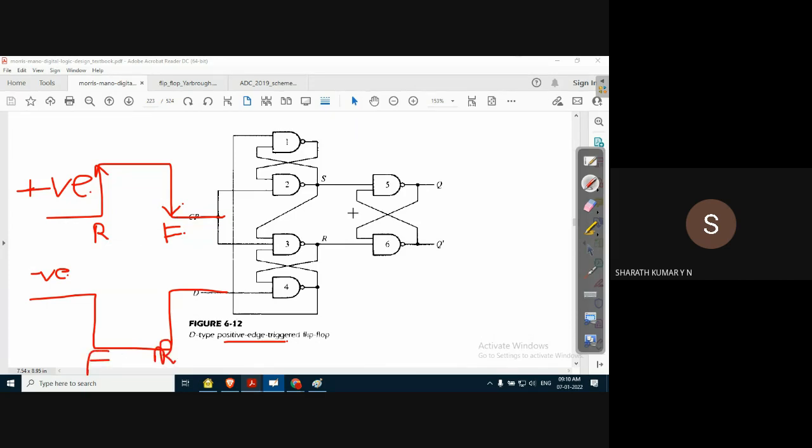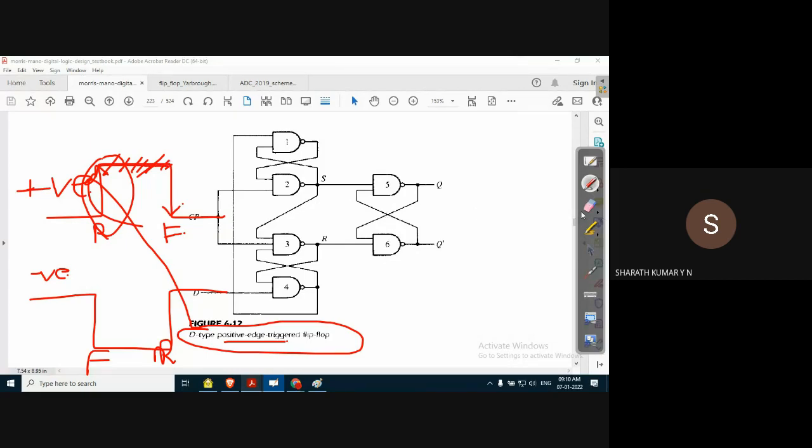Based on this difference, we can have a slight change in the operation of the circuit. Otherwise, the ultimate intention is to make the flip-flop edge sensitive. It should change only on the transition of the clock pulse, not during its constant state, that is, either during the on state or the off state.